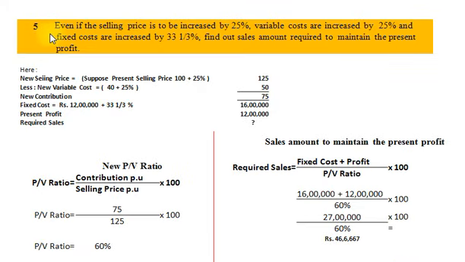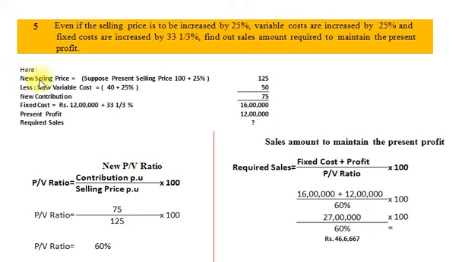Now our next requirement number 5 is, even if the selling price is to be increased by 25%, variable cost increased by 25% and fixed cost increased by 33 and 1/3%, find out sales amount required to maintain the present profit. First of all, we will do some basic calculations.